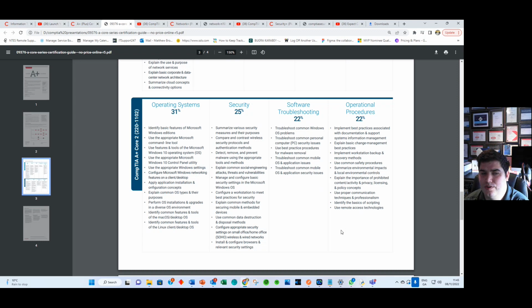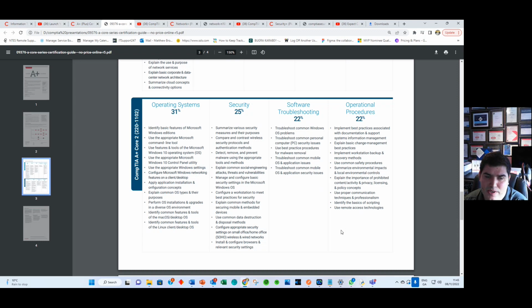So you're going to need to understand the basic features of Microsoft Windows, setting up Microsoft Windows using command line. We're also going to have to understand control panel utilities, configuring your Microsoft Windows networking features on the client and desktop. How do you turn on and off features? How do you apply installations to Windows devices? Are you going to do that through a server? Are you going to do that manually, automatically, through group policies? What way are you going to do it? You're also going to have to look at installations and upgrades, performing those.